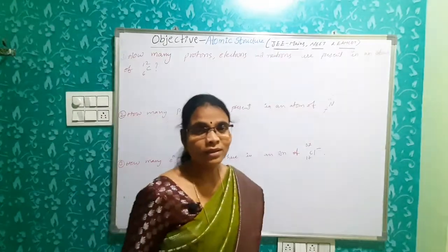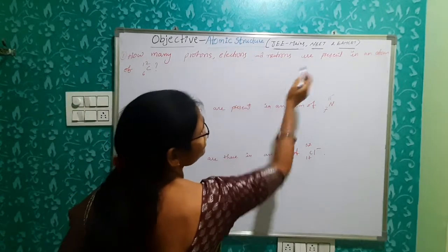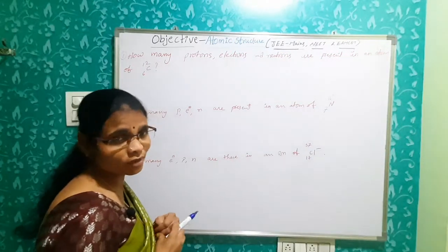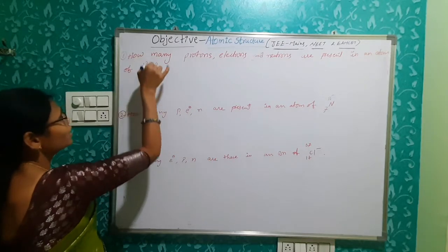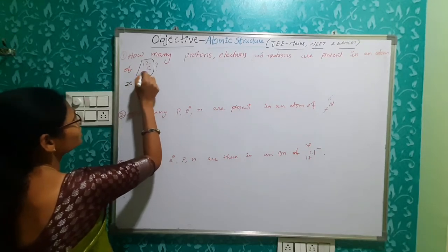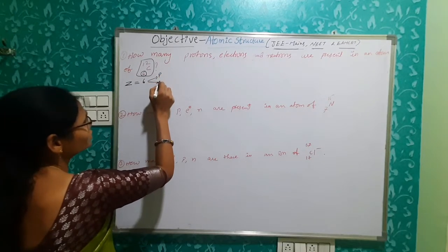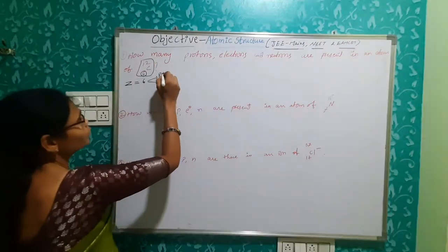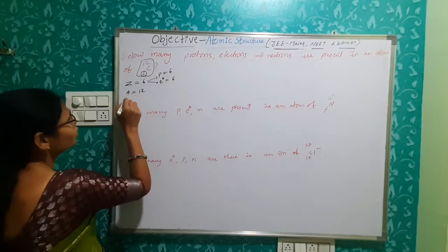Simple problem: how many protons, electrons and neutrons are present in an atom of carbon-12, C 6 12? See here, how to find it. This is the atom of that element. What is the atomic number Z? It is 6. The atomic number is nothing but the proton number or electron number in that neutral atom. This is a carbon neutral atom, there is no ion here. How many protons? 6. How many electrons? 6. Then what is the mass number? 12. How many neutrons?